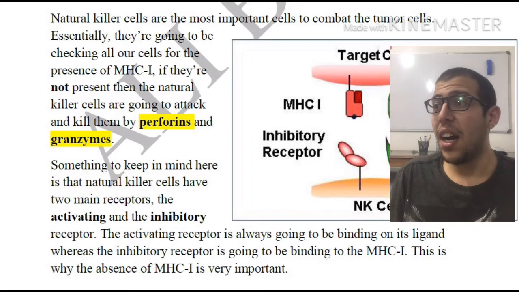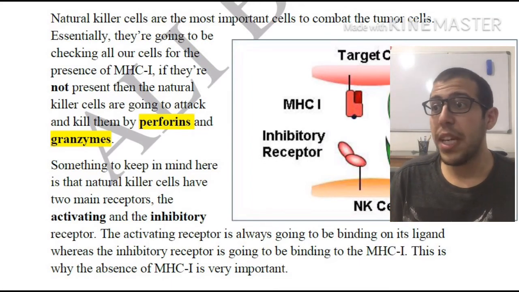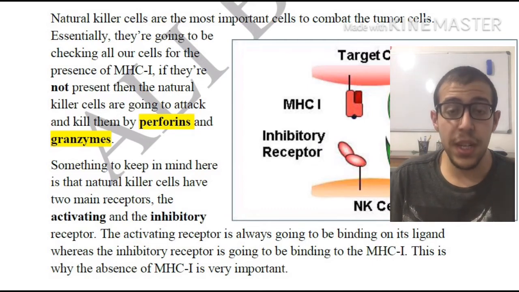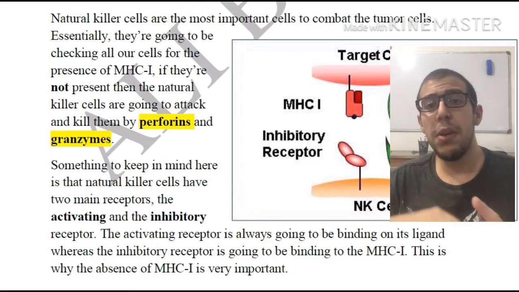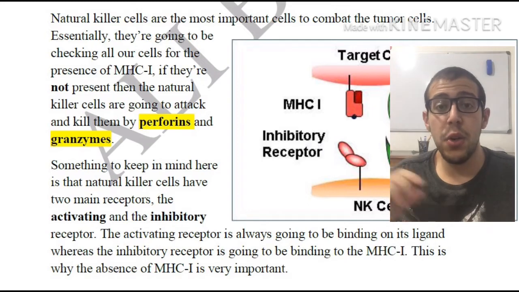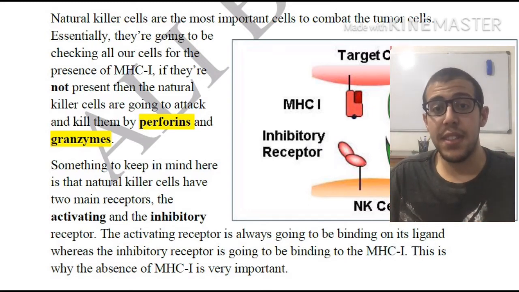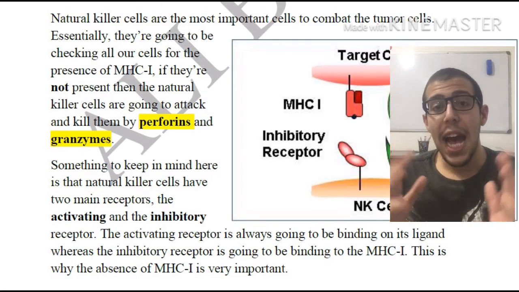Natural killer cells are the most important cells to combat tumor cells. Essentially, they're going to be checking all of our cells for the presence of the MHC class 1. This is very important, by the way. Like these natural killer cells, they are going to be moving randomly between all the cells that are present around them, and they're going to be detecting the presence of the MHC class 1. In case it's present, then these cells are going to be normal. If not, then these cells are going to be attacked. How are they going to be attacked?